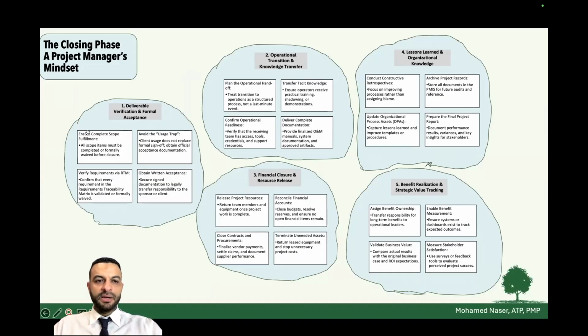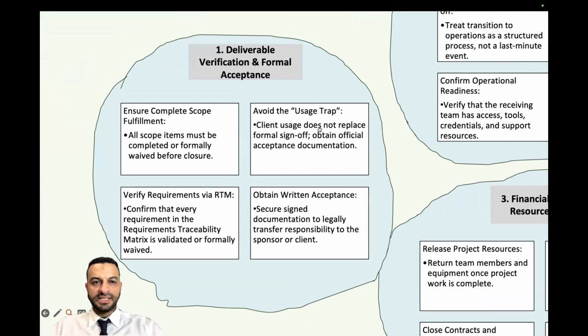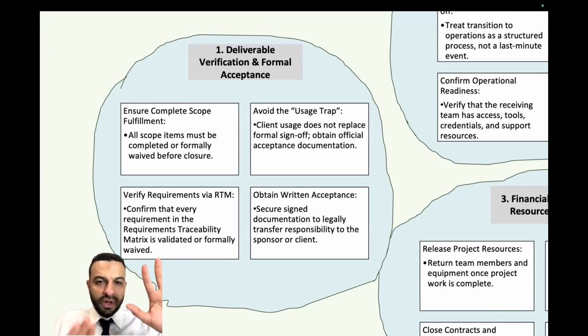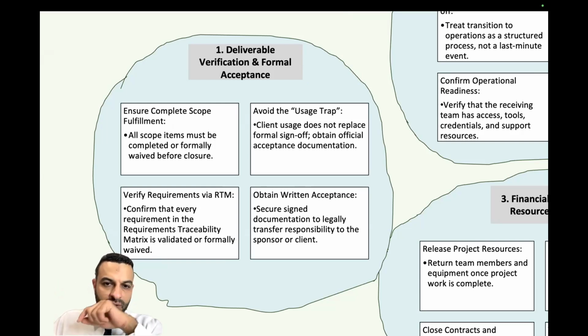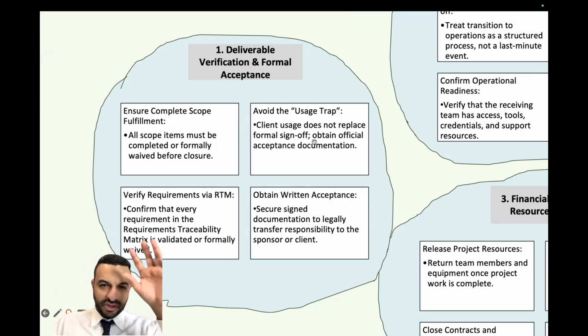Coming to the mindset, converting this to some examples as the mindset of the exam. Again, you need to make sure of the formal verification of the deliverables and formal acceptance. Ensure the completion of the scope. Avoid the usage trap: the client's usage doesn't replace formal sign-off. In many questions in the exam, you finish the work, the client starts using your product, and the project manager considers this final approval. No, the customer must sign. Using the deliverables is not a sign of approval. This is something different.